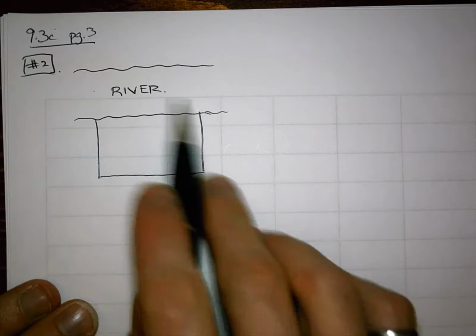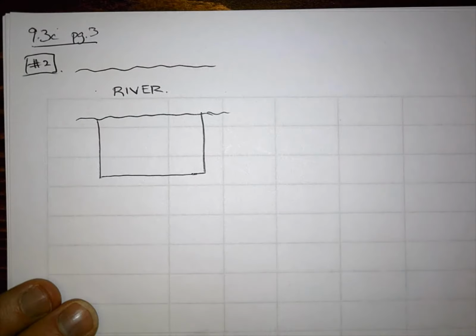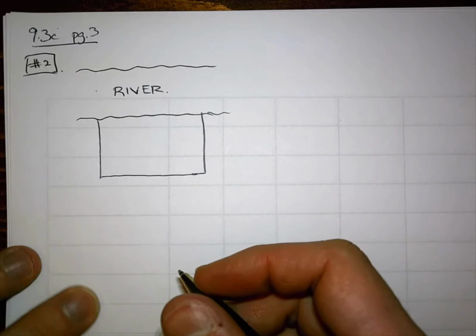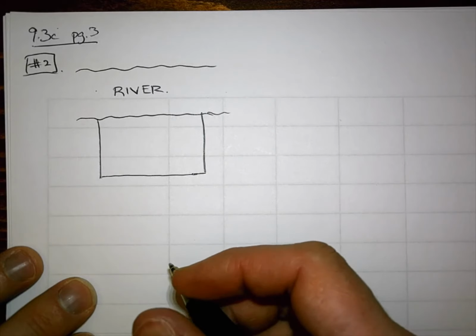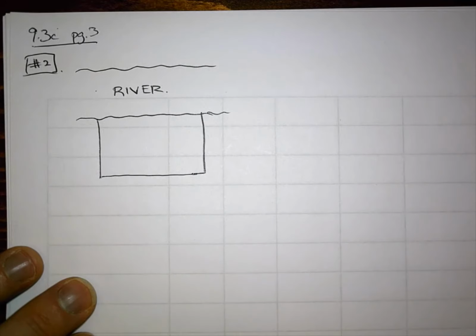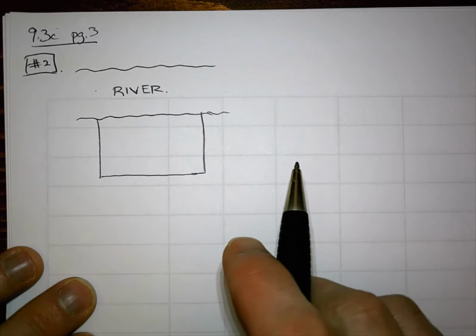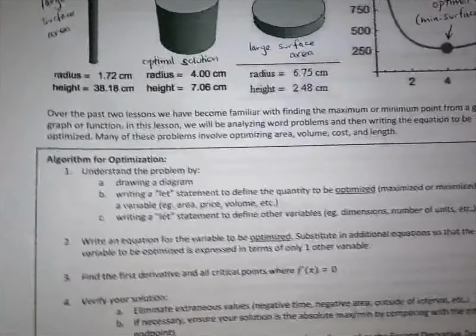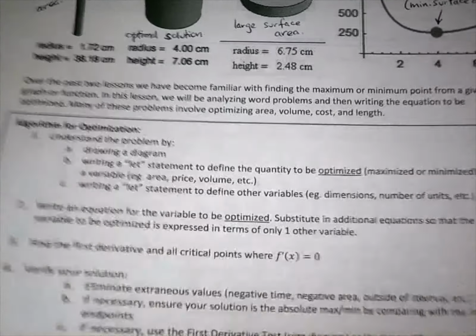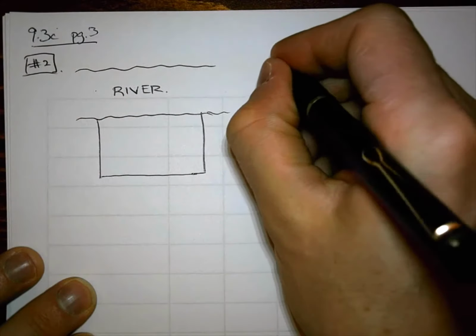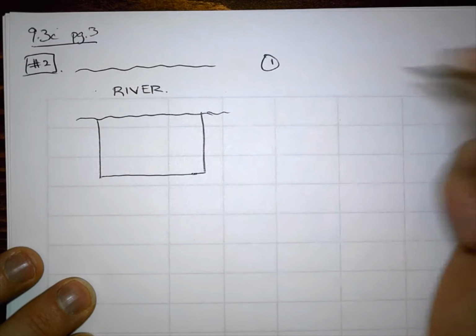So he's saving some money. He doesn't have to put fence here. Hopefully the river is big enough that his horses can't jump over it. Okay, now I've got a little bit of an understanding. Let's go back to the question, back to my strategy, which is now to write a let statement for all the variables, starting with the variable to be maximized. So step 1, what am I trying to maximize here?